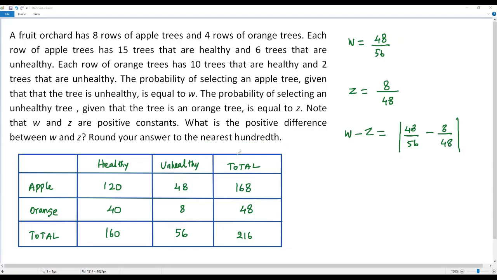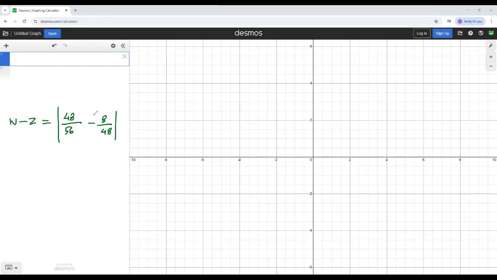Okay, now what we can do is go to the Desmos graphing calculator and evaluate the value of this expression. Okay, now let's go to Desmos. Here we have the Desmos graphing calculator. Now we can evaluate the value of this expression. Let me give this expression as input over here. That is the absolute value of 48 divided by 56 minus 8 divided by 48. Okay, when I evaluate the value of this expression, I am getting 0.6904, and it keeps going. Our aim is to get the value rounded to the nearest hundredth. When I round this value to the nearest hundredth, I am getting 0.69. Therefore, the positive difference between W and Z is about 0.69.